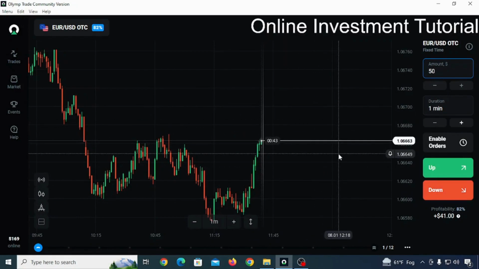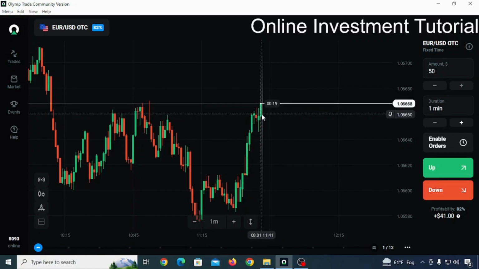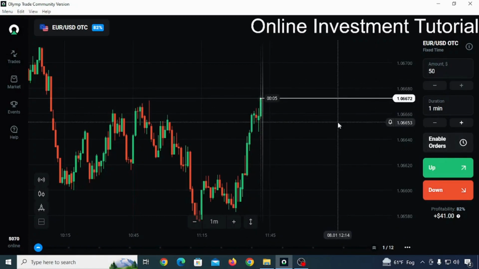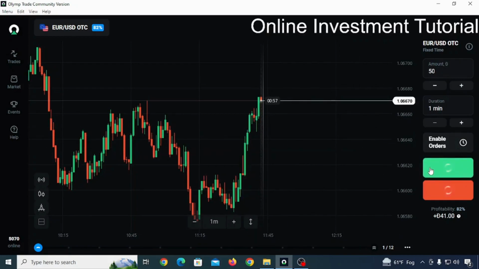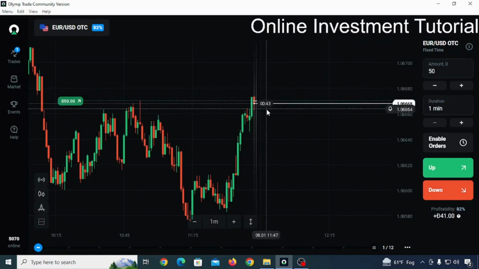Now I'll show you by placing a trade using this exact strategy. It is trying to break out. I'll wait for some time, and if it breaks out, then I'll show you by making a trade. Okay, so now I'll make a trade here. So I've already placed a trade here and it is moving up and down.